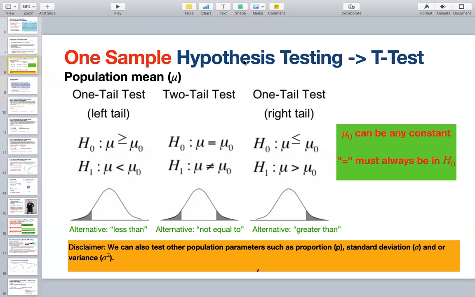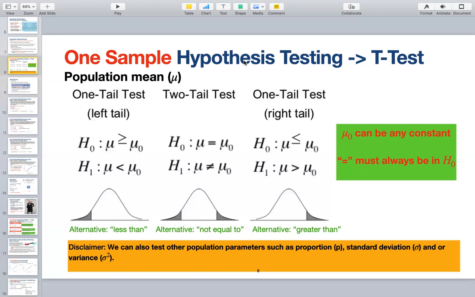What is the difference between a z-test and a t-test? In a z-test, we assume that we do know the population standard deviation if we are testing a population mean. Most of the time, we cannot be sure about the population standard deviation unless we have the entire data for that population, okay? That's why I'm not showing you the z-test, I'm jumping into the t-test.